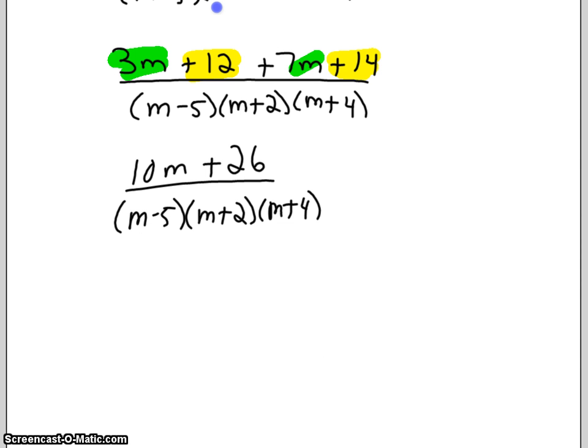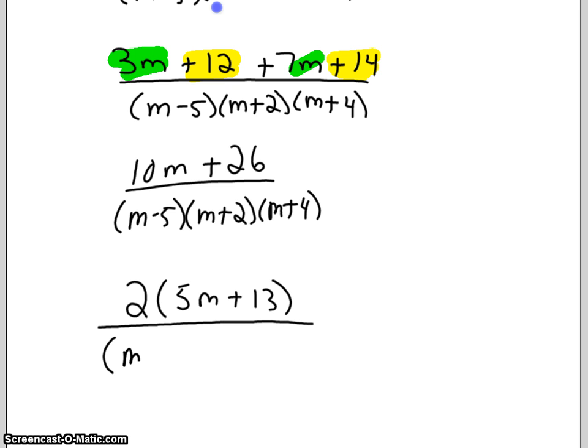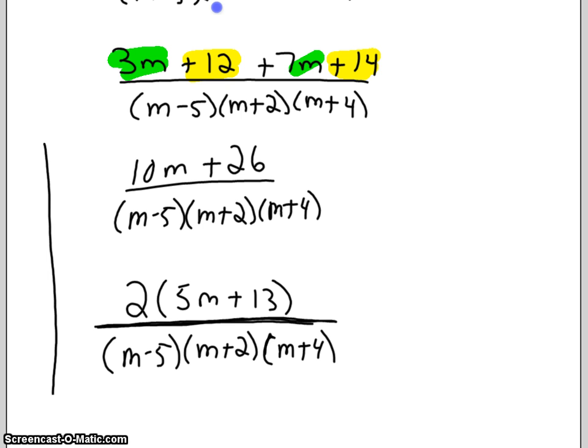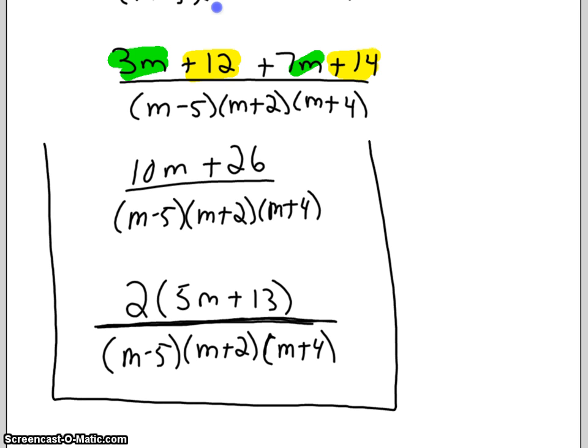Now we just take one extra step and see if this can be simplified. So let's factor out the greatest common factor of the numerator, which is just a 2. And then we're left with 5m plus 13 over our common denominator, m minus 5, m plus 2, and m plus 4. Once in a while, you can actually cancel out a common factor here at the end, but you don't ever do it until the very last step. Since you can't cancel anything out, either one of these answers is acceptable.